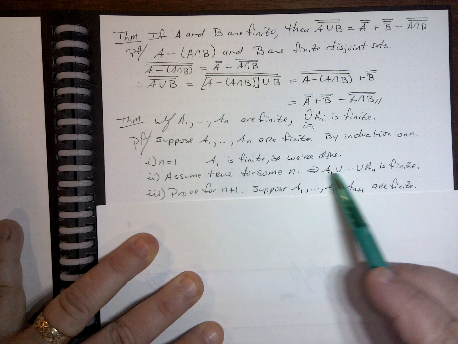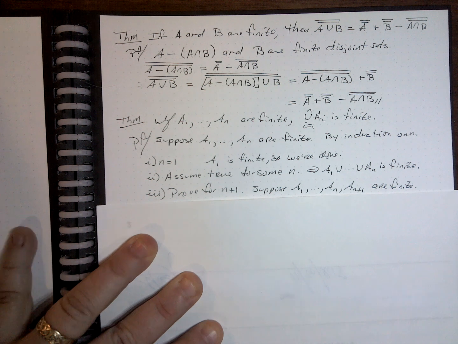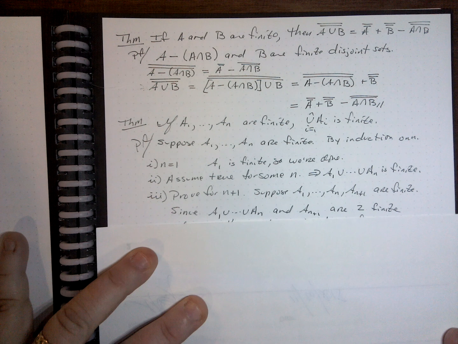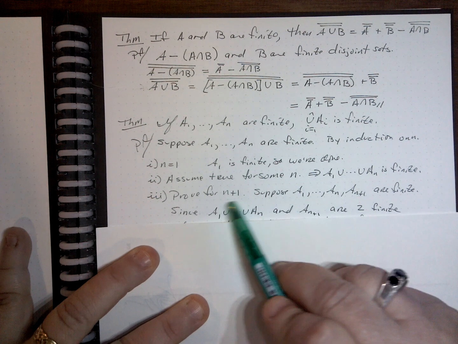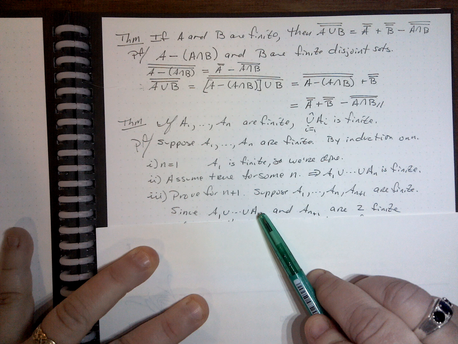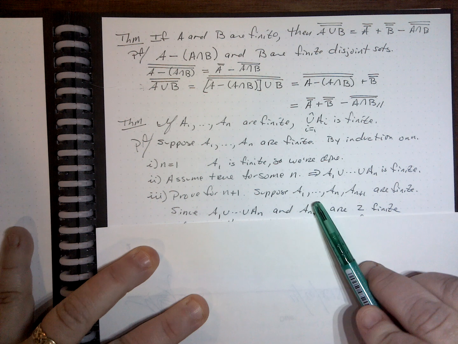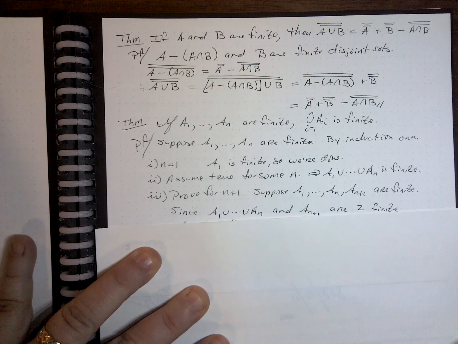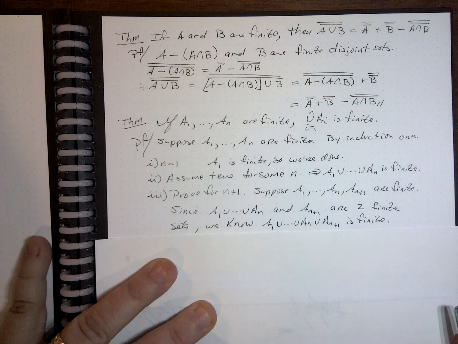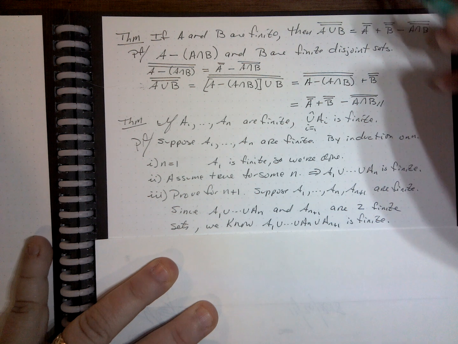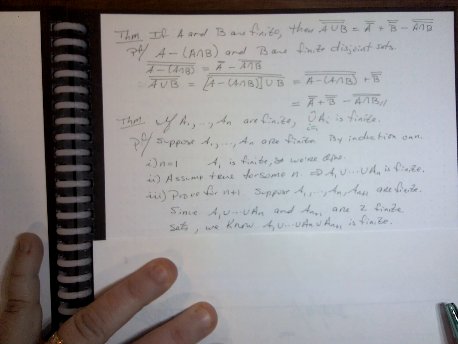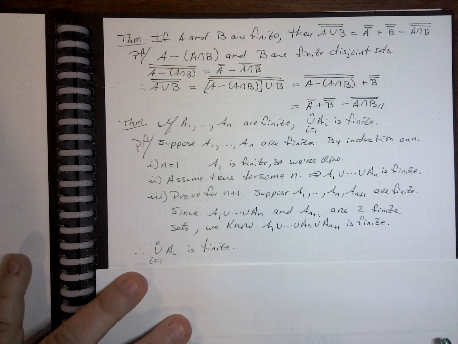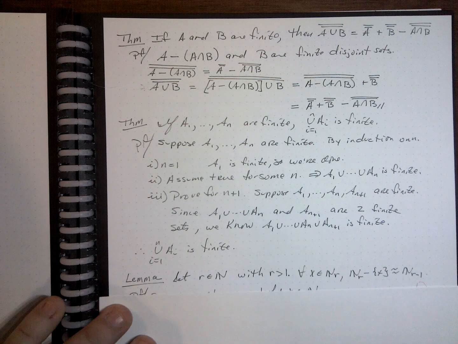Well, I know that the union of A1 through AN is finite. This is a finite set once we've unioned them all together, and this is a finite set. So now I just have the union of two finite sets. And I know the union of two finite sets is finite by the previous theorem on the other page. So the union of all of them is finite.